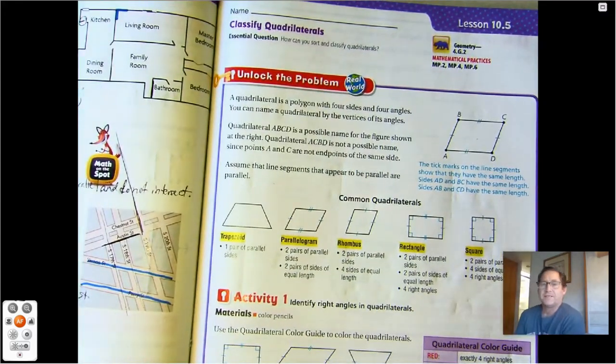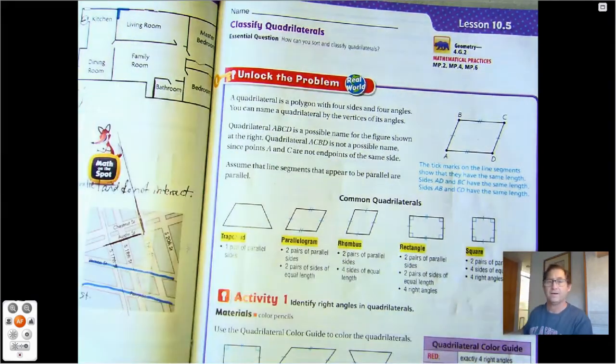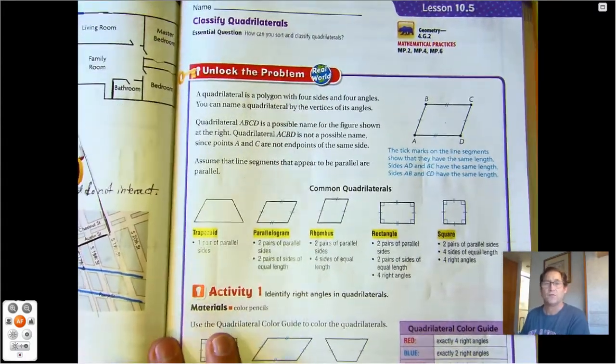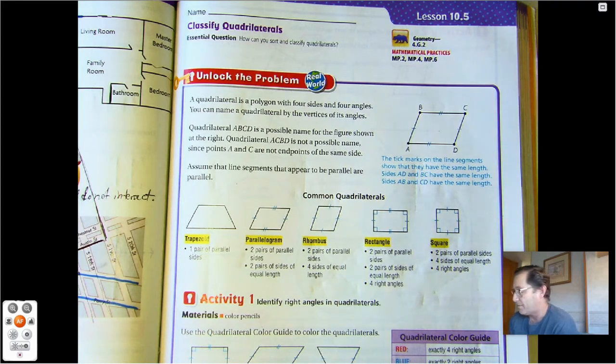So today we're going to continue with our discussion of geometric figures. Today we're classifying quadrilaterals. We're in lesson 10.5 on page 415. Okay, so we're going to be sorting and classifying the quadrilaterals. So you'll remember that a quadrilateral is a polygon with 4 sides and 4 angles.